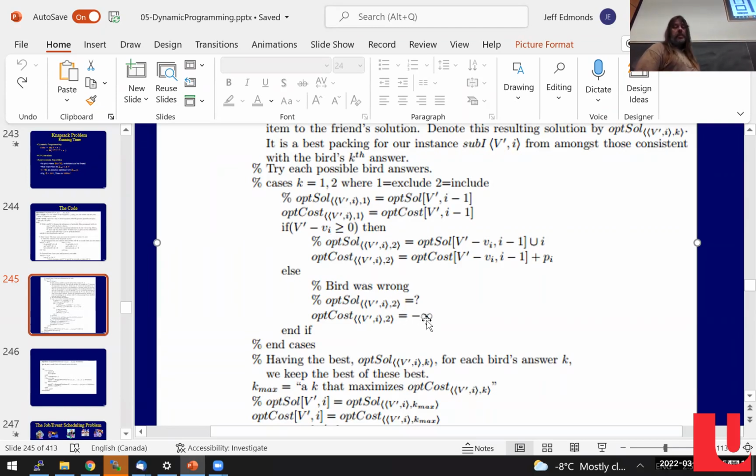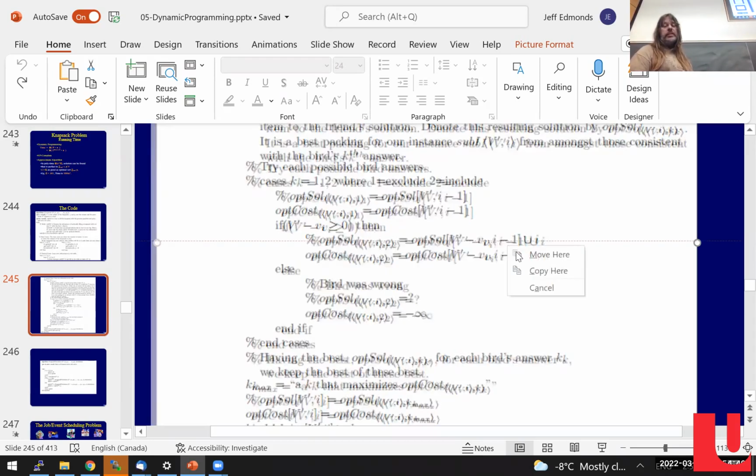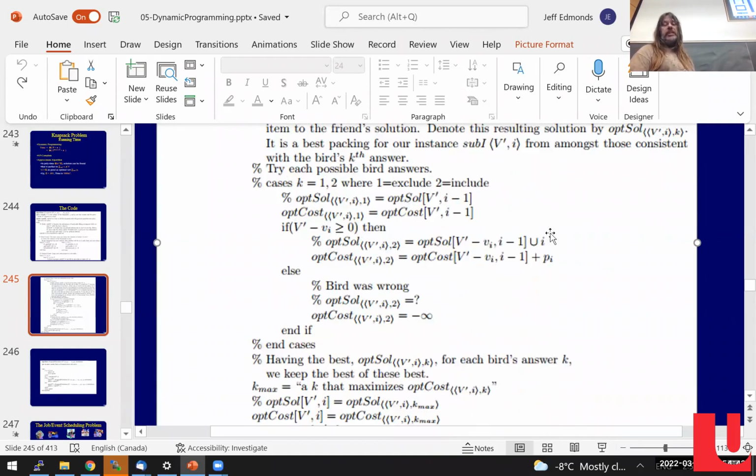And I punish wrong answers. Otherwise, my solution is I put the ith object in, and that makes the volume of the knapsack smaller by Vi. It makes one less object to consider, and my friend fills in that solution. Then my solution is the same as my friend's solution with the ith object added back in.